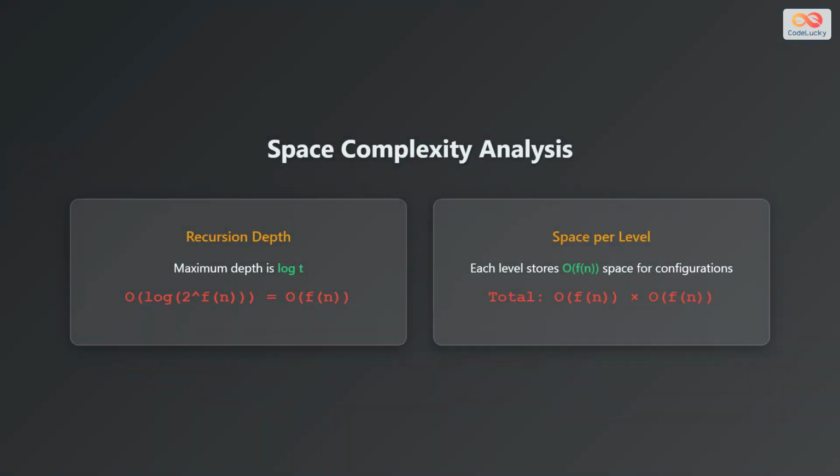Let's analyze the space complexity. The maximum recursion depth is log t, giving us big O of log of 2 to the power of f of n, which equals big O of f of n. Each level stores big O of f of n space for configurations, giving us a total space complexity of big O of f of n multiplied by big O of f of n, which equals big O of f of n squared.